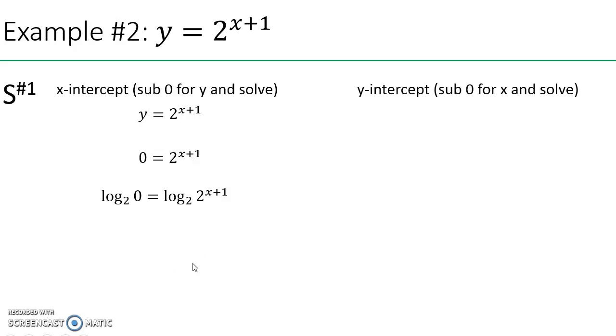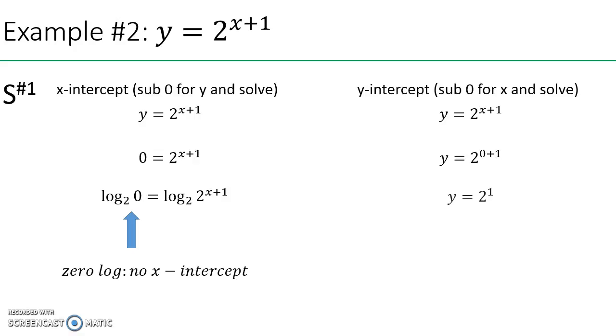Now, just going from there, I know I have a log of 0 here. So since I have a log of 0 here, I don't have an x-intercept. So now I'm checking out my y-intercept. My y-intercept, I'm substituting 0 for x. So we have y equals 2 to the 0 plus 1 power. 0 plus 1 gives me 1, and 2 to the 1 power is 2. So since y equals 2, my y-intercept is (0, 2).